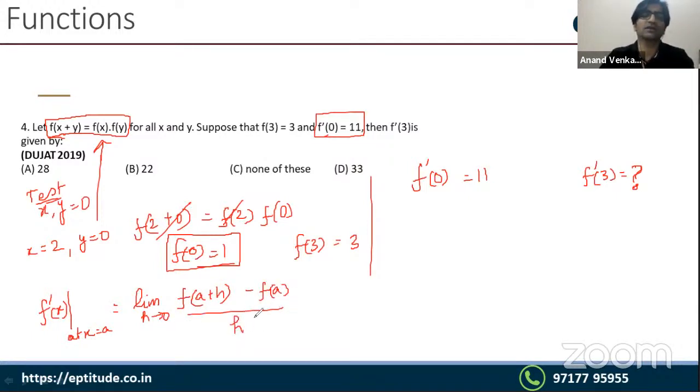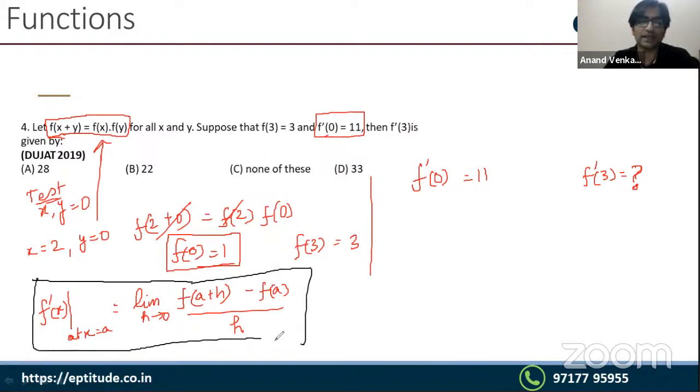If you remember, this is the expression for the first differential, right? F dash x का expression ऐसा होता है, right? F dash of x at x equal to a will be limit h tends to 0 f of a plus h minus f of a divided by a plus h minus a, which is equal to h. तो ये बनता है. तो मैं इस प्रॉपर्टी को यहाँ दोनों केसेस में अप्लाई करूंगा.